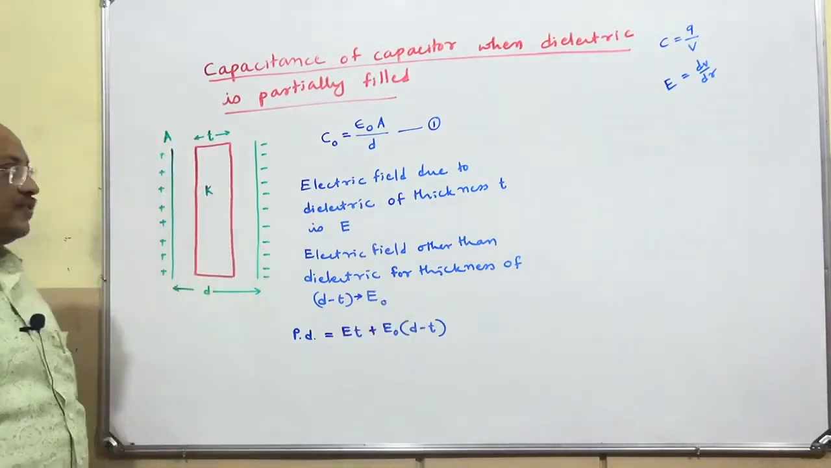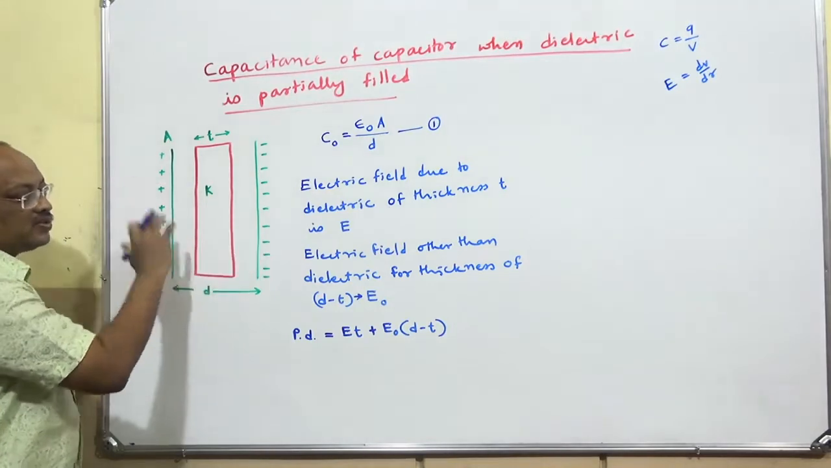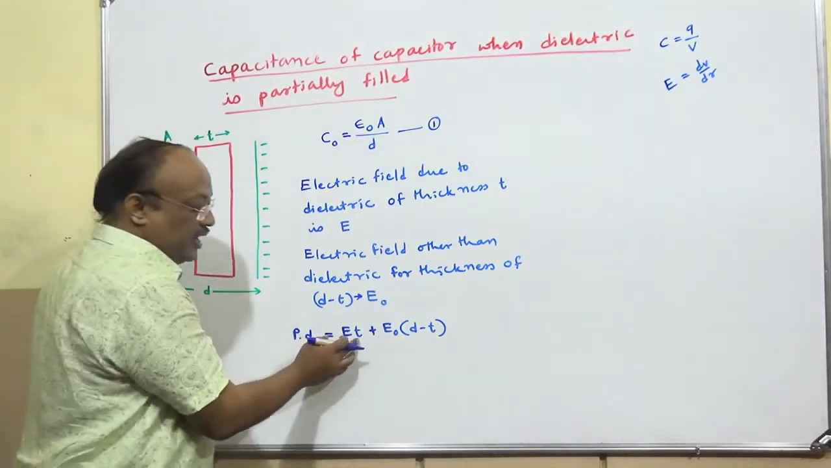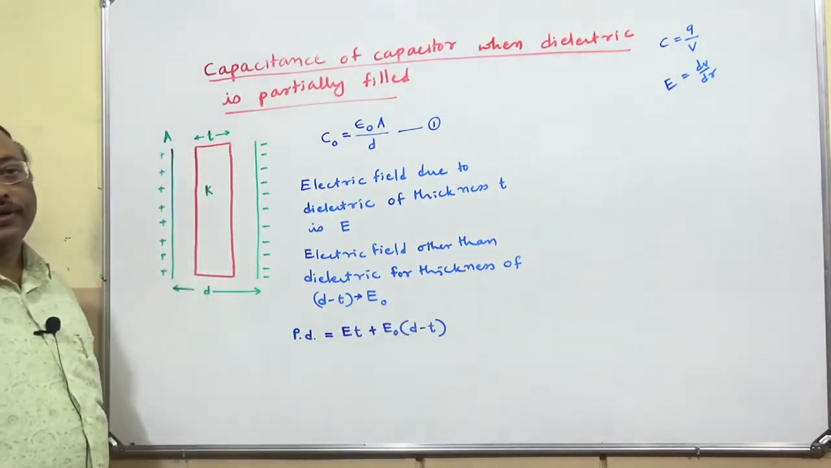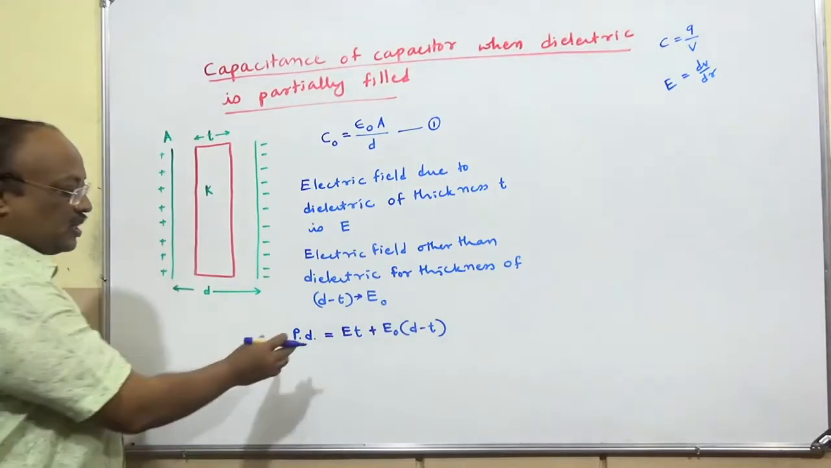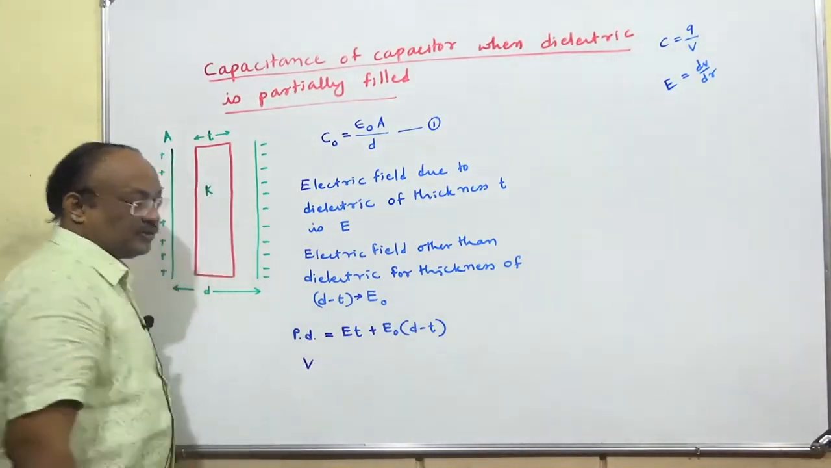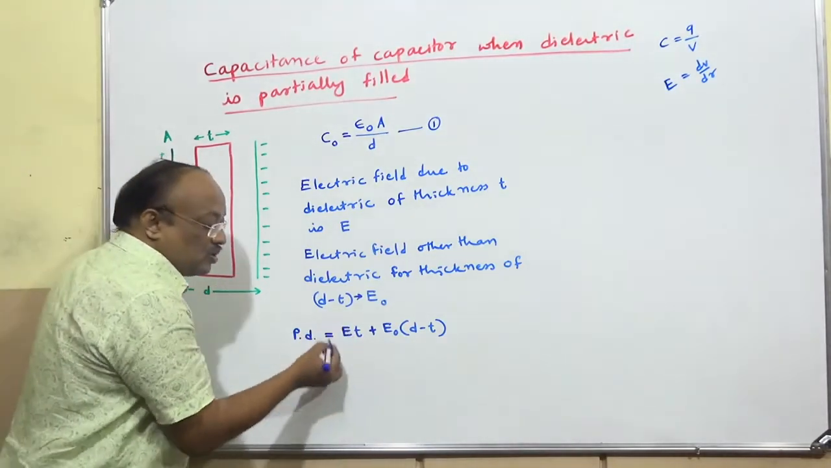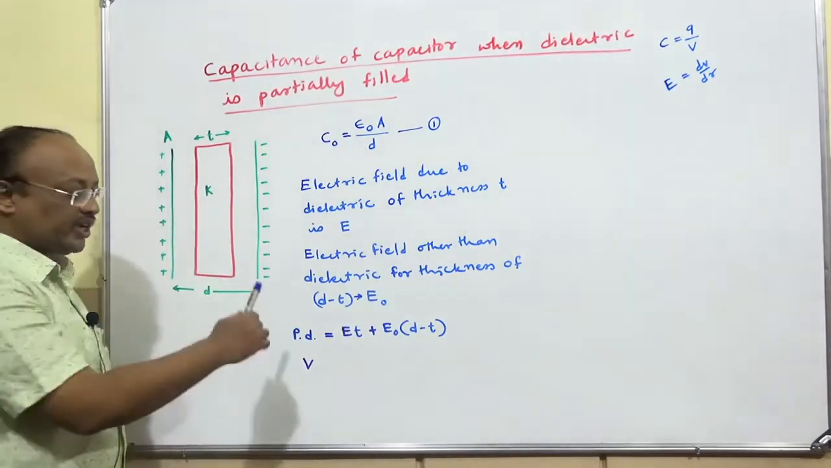T. So therefore, what is the potential difference across this capacitor? It is E into T plus E naught into D minus T. So this is our expression for the potential difference. So then, what is this E? How is it changing?